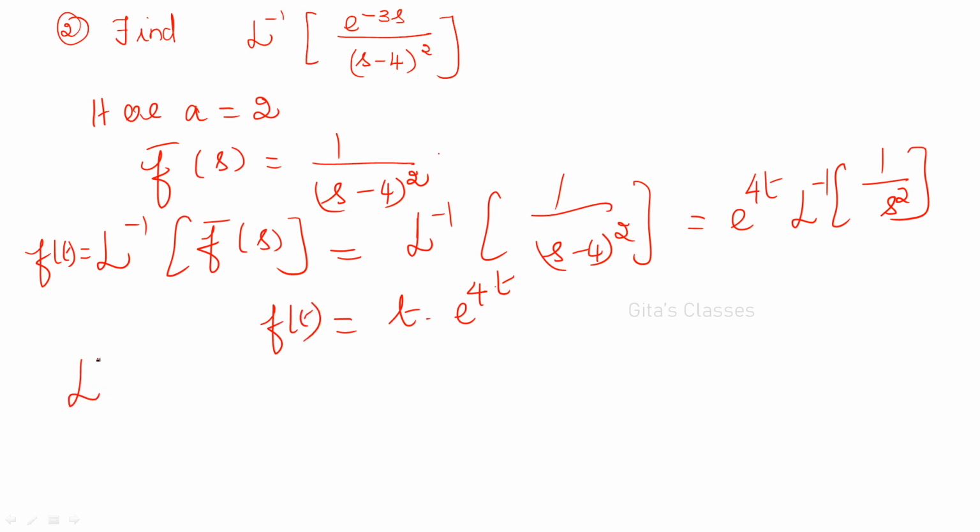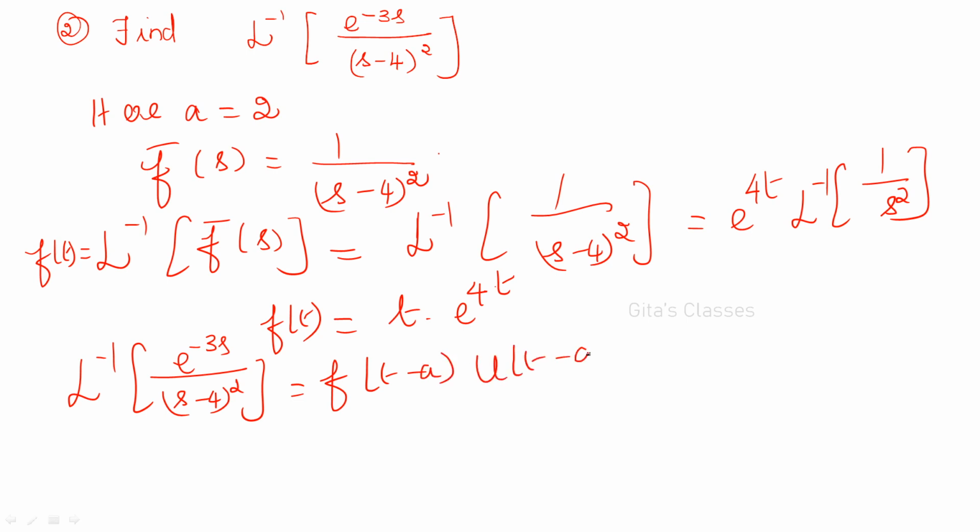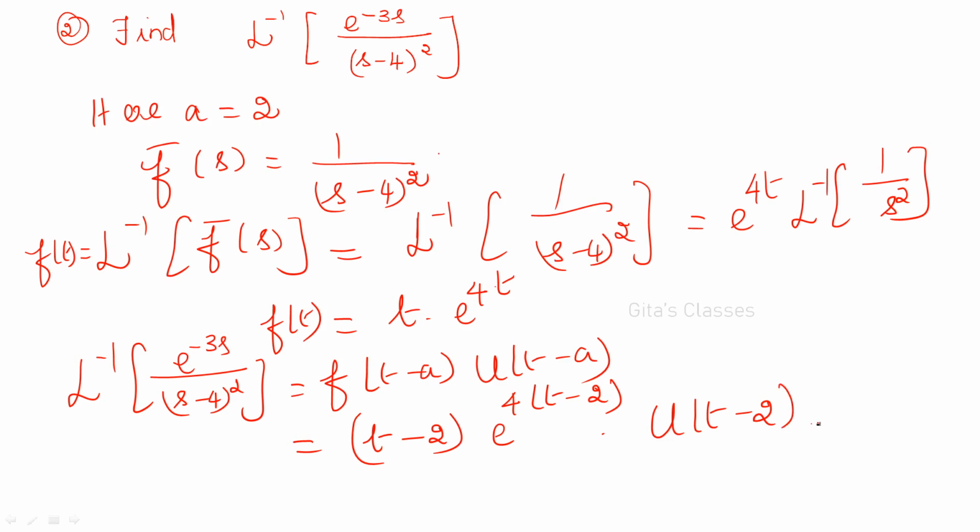So what is our required function? L inverse of e power minus 3s by (s minus 4) the whole squared is equal to, by the second shifting theorem, f of t minus a into u of t minus a. So this is our f of t. Wherever you have t, you replace it by t minus a, where a is equal to 2. That is t minus 2 into e power 4 into (t minus 2) into u of t minus 2. That is the answer. Okay.